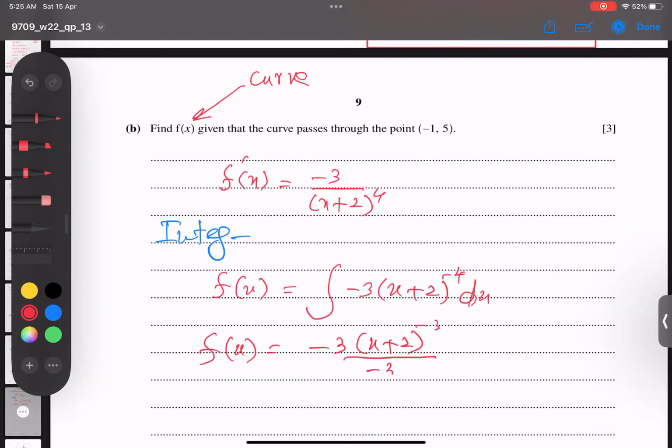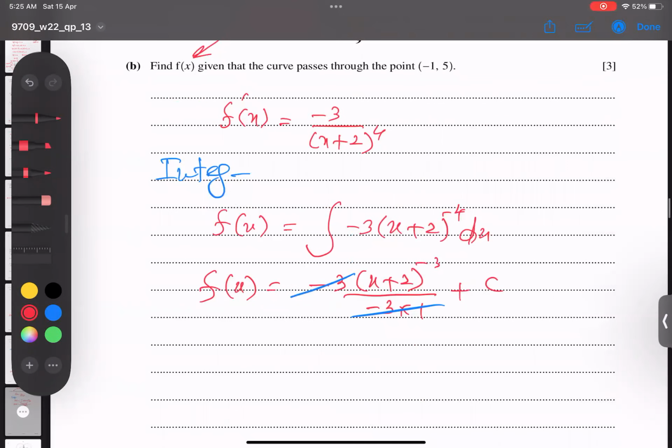And divide by minus 3 into the differentiation of the base. What is the differentiation? The 2 differentiates to 0, x becomes 1. So 1 plus 0 is 1. So no need to show it, even if you show it, no problem at all. And the negative 3 cancels out. And I get f of x is equal to, bring the power down, (x plus 2) to power 3, and plus c.